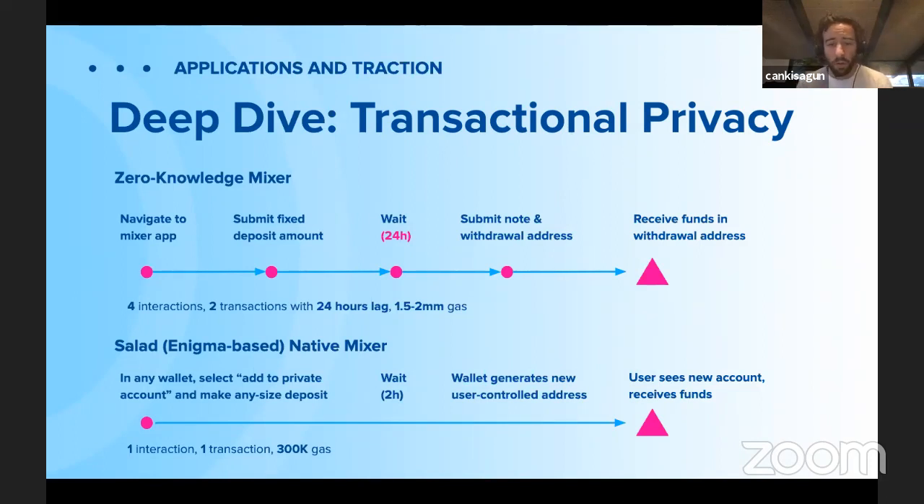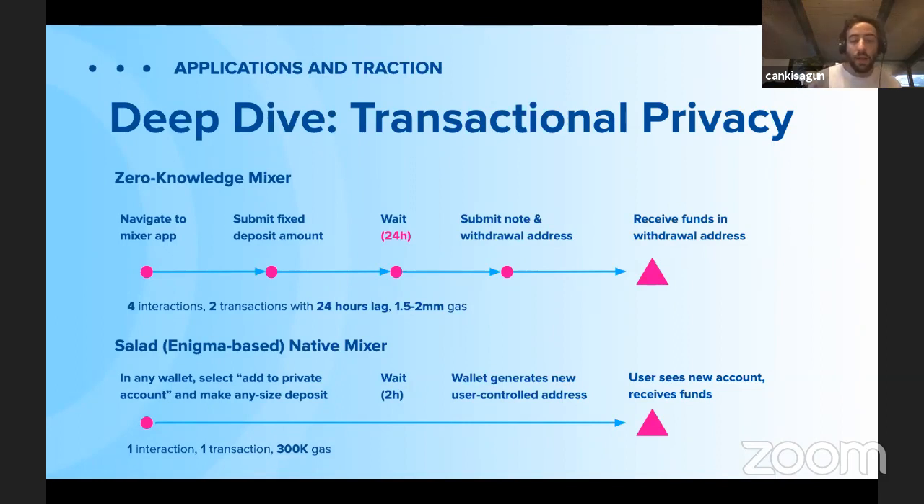I'm not going to go into too much detail here, but the point I want to highlight is, if you look at the representation above, it shows how a mix happens on a zero knowledge based mixer, where there is a deposit amount, which you'd see in the second dots, and then you have to wait, and then you have to withdraw. So there are 2 user interactions. The whole thing takes 24 hours.